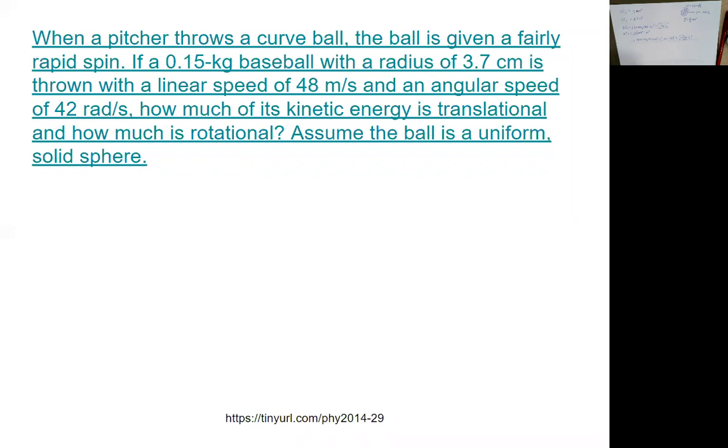The 42 radians per second is the omega, the angular speed. So rotational kinetic energy is 1/2 I omega squared, where omega is the angular speed, so that's 42 radians per second.